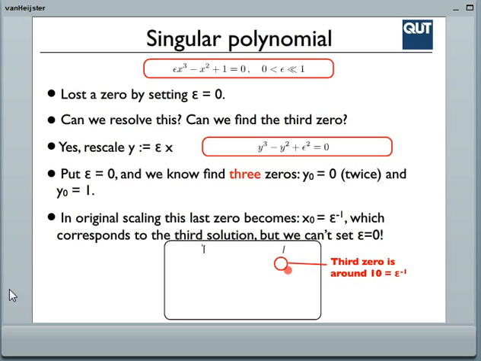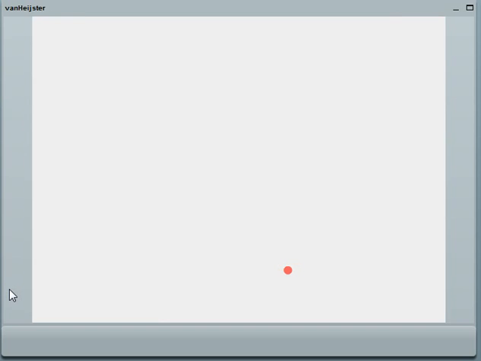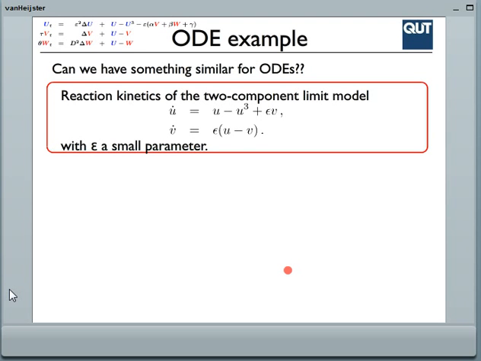Now, rescaling our problem again, we found back all our information. But does something similar happen? Does this also happen for ODEs? Can we find more or less the same problems in ODEs? Well, yes. So let's look at this.